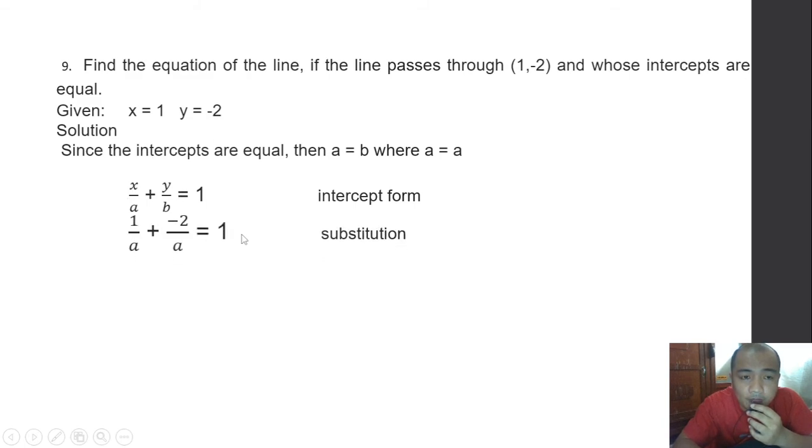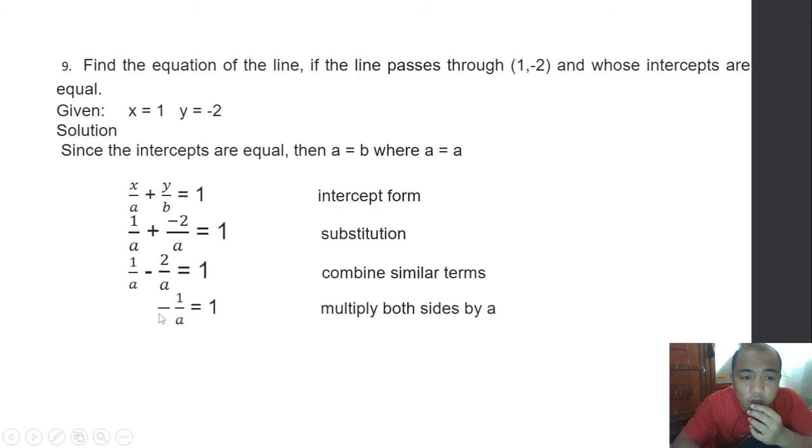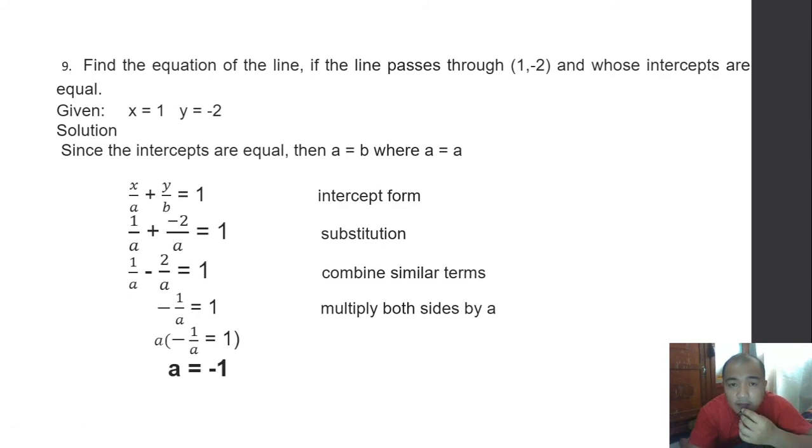1 over a plus negative 2 over a equals 1. Since they have the same denominator, we can now just add the numerators. 1 minus 2 is negative 1 over a equals 1. Multiply both sides by a. We have a equals negative 1. So we have already solved the value of the x-intercept, negative 1.